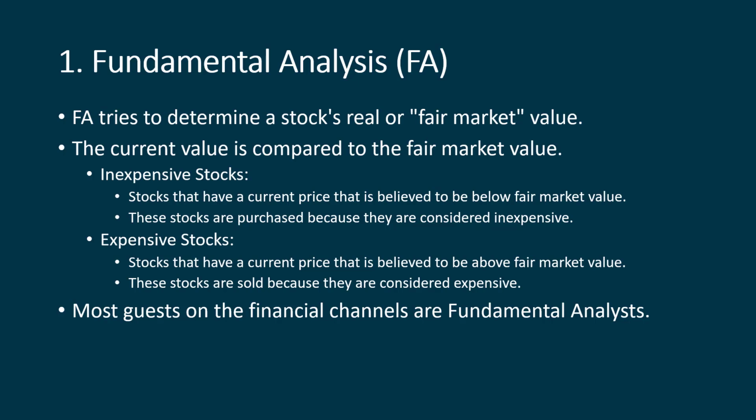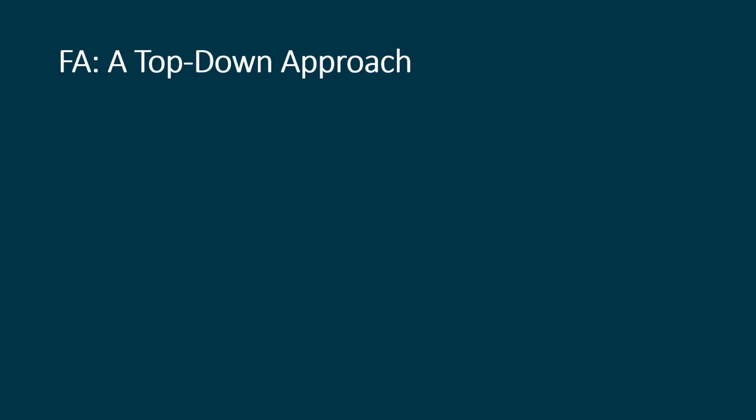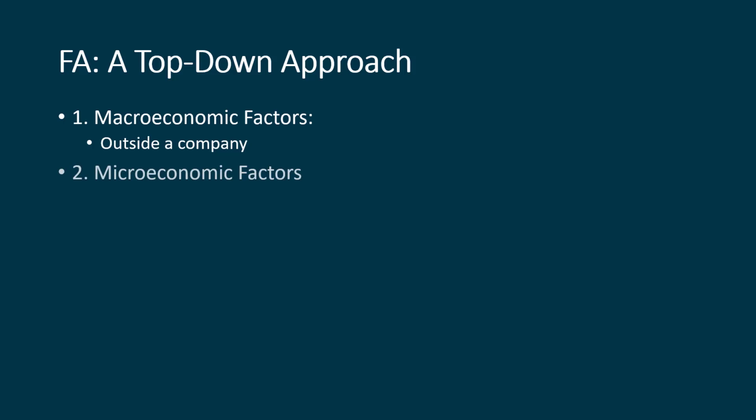If you don't like that, then you can learn how to do fundamental analysis yourself and come up with your own figures. You do this by using what is called a top-down approach. You start with the big picture and then drill down into an individual index or individual company. There are different macroeconomic factors that you look at. This is big. These are big picture items. This can include things that are outside of a company. Then you look at different microeconomic factors, and these are things that look inside a company.